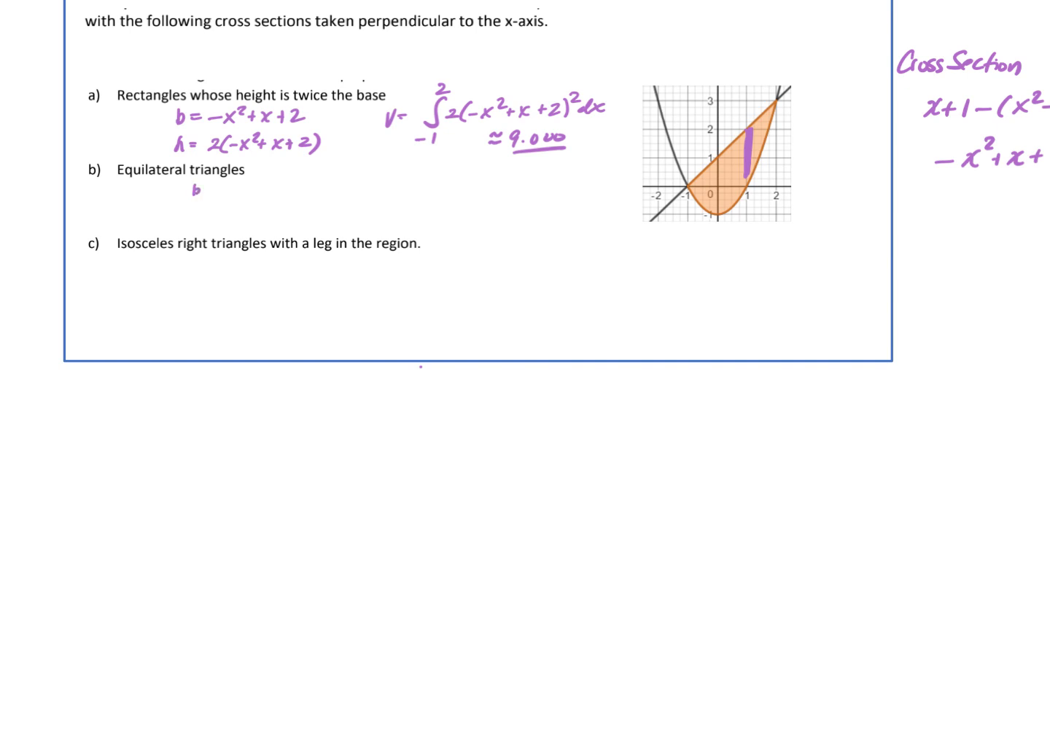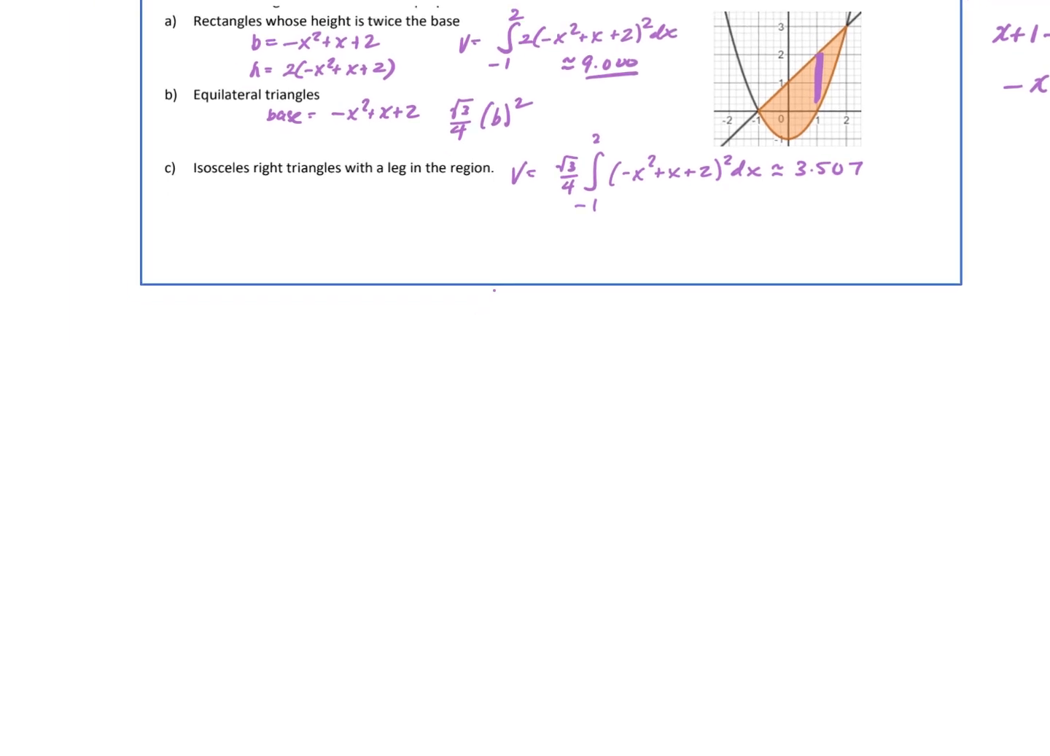Equilateral triangle, we just did the base. So the base stays the same for all of them, okay? So it's negative x squared plus x plus 2. It's root 3 over 4, and then times the base squared. So we're going to put that into the volume formula. I'm just going to do it down here. So volume equals root 3 over 4, and we're going to go from -1 to 2. And then it's the negative x squared plus x plus 2 squared dx. And that's going to give me 3.507.